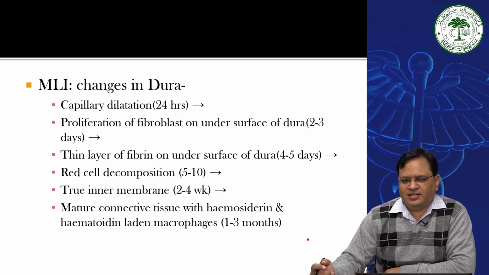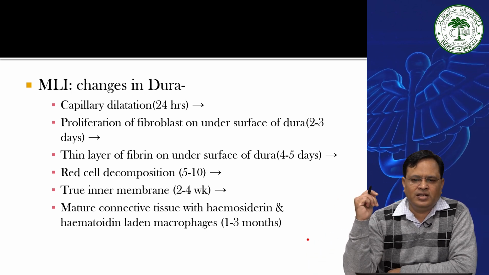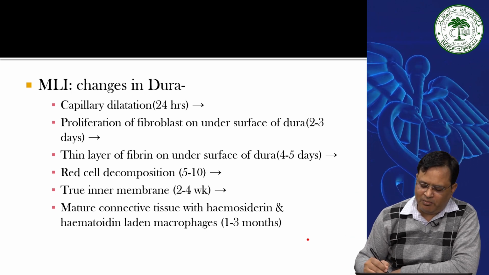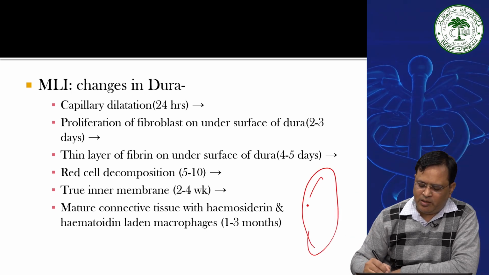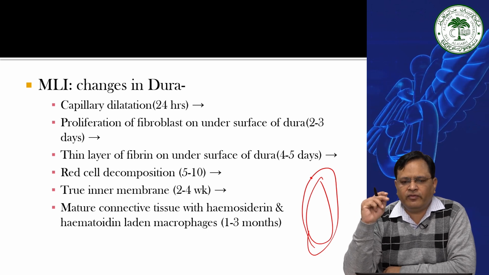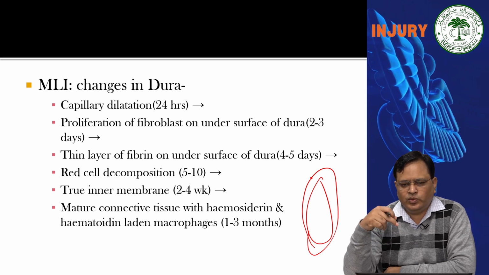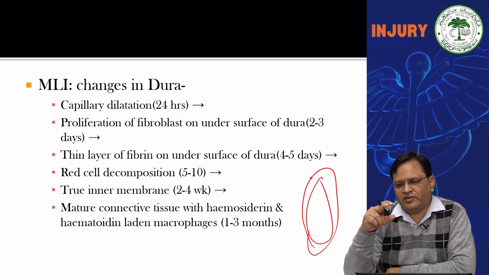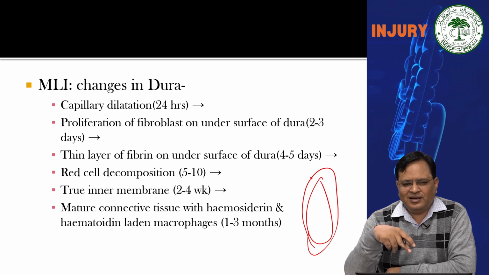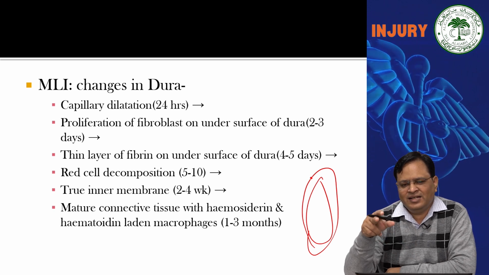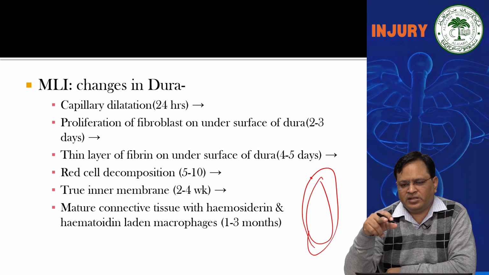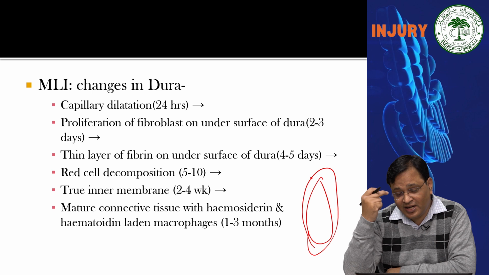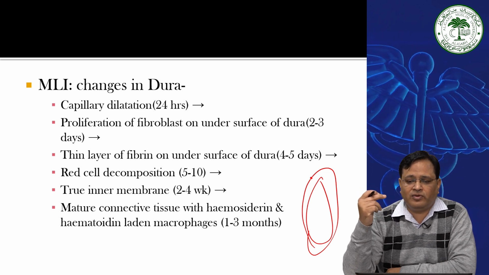Medicolegal important changes in the dura: capillary dilatation at 24 hours, proliferation of fibroblasts. This is all the development of the membrane around the hematoma. So, proliferation of fibroblasts under the surface of the dura at 2 to 3 days, thin layer of fibrin under the surface of dura at 4 to 5 days, red cell decomposition at 5 to 10 days, true inner membrane formation at 2 to 4 weeks, mature connective tissue with hemosiderin and hematoidin laden macrophages at 1 to 3 months.